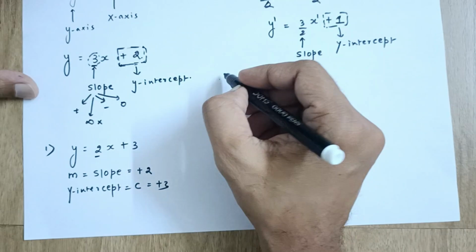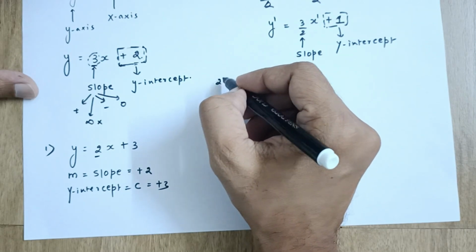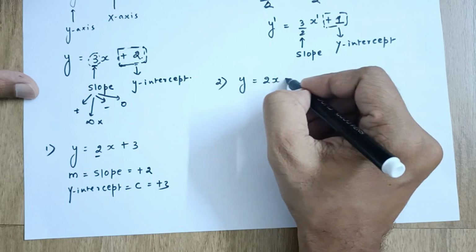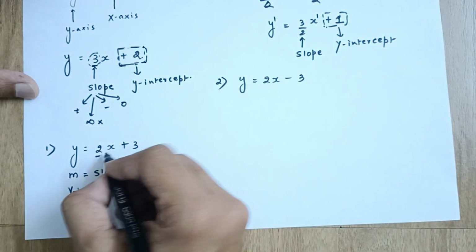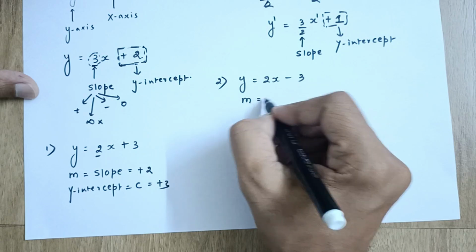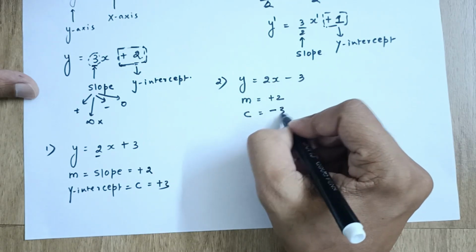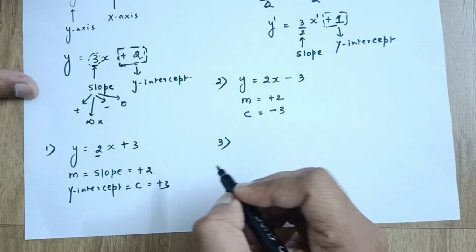Then let's take y = 2x - 3. I'm directly going to write down that the slope is plus 2, and the y-intercept is minus 3. Let's take the third case.